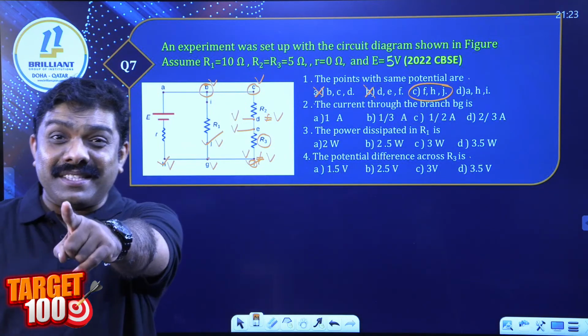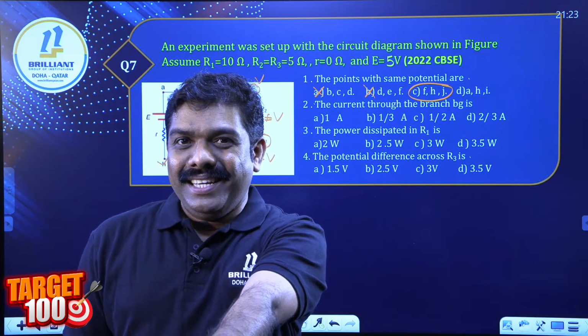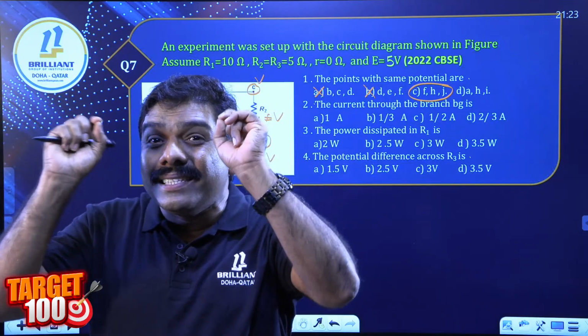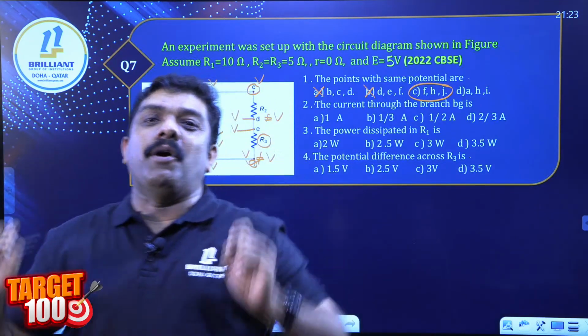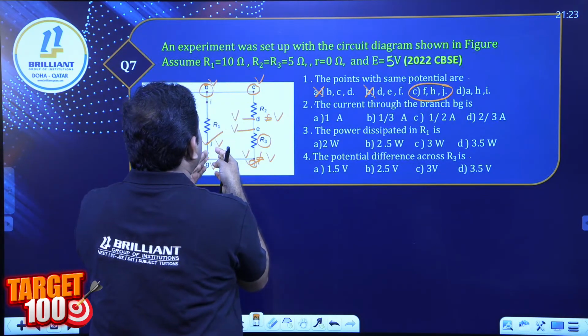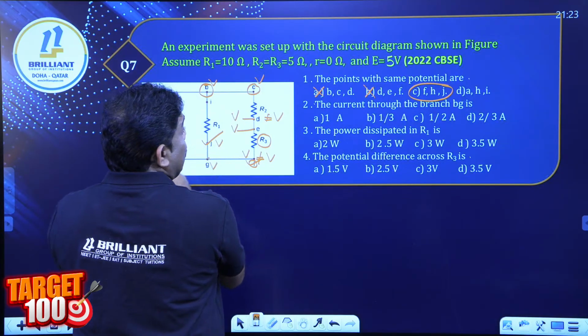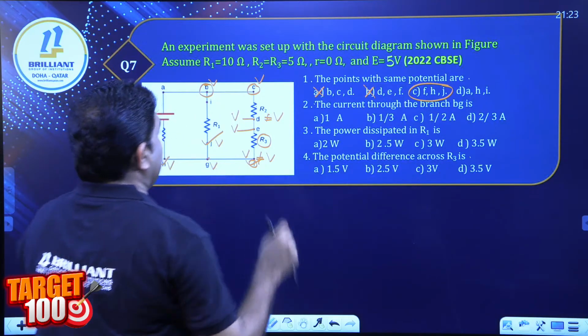So one point I am saying: in order to find the potential difference, we check whether there is any resistance in between those points. As there is no resistance between the points, we can say the point F, the point J and the point H have the same potential.